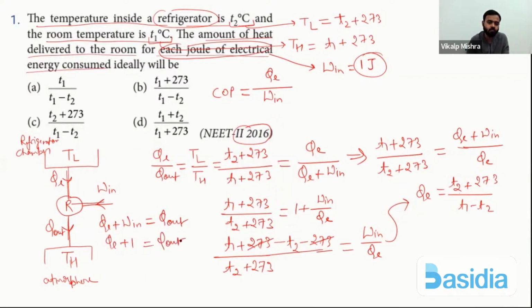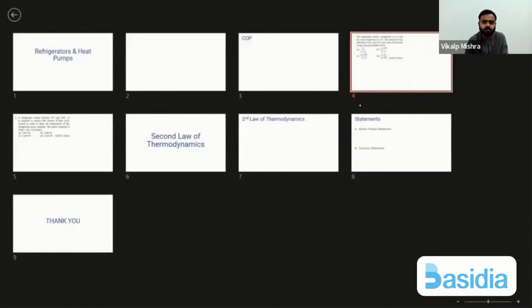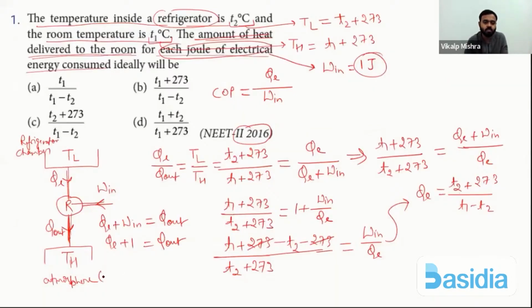We have to find what? We have to find Q out. What is asked in the question? Amount of heat delivered to the room. Atmosphere is the room, so the amount of heat delivered to the room is Q out. Q out is QE plus 1, so you have to add 1 here.